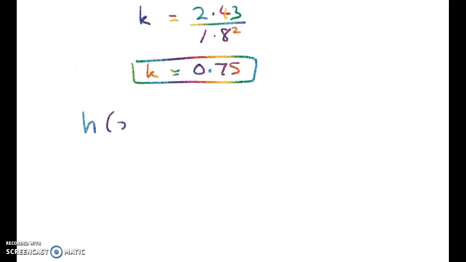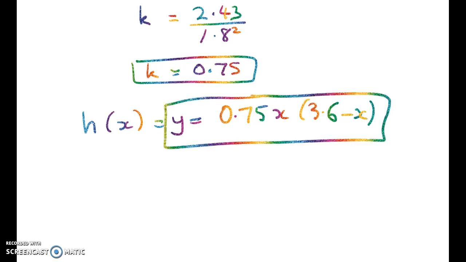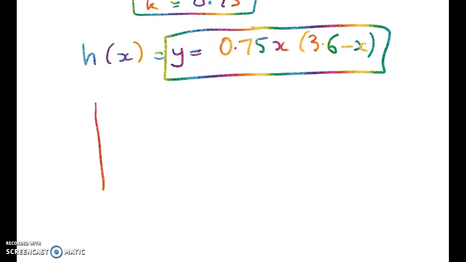We can write h of x, or y, as 0.75x times 3.6 minus x. So that's the first bit of the problem done. Now let's look at what we were asked to find. Well, we've got the arch. We'll draw in the bad arch again, or the bad drawing.